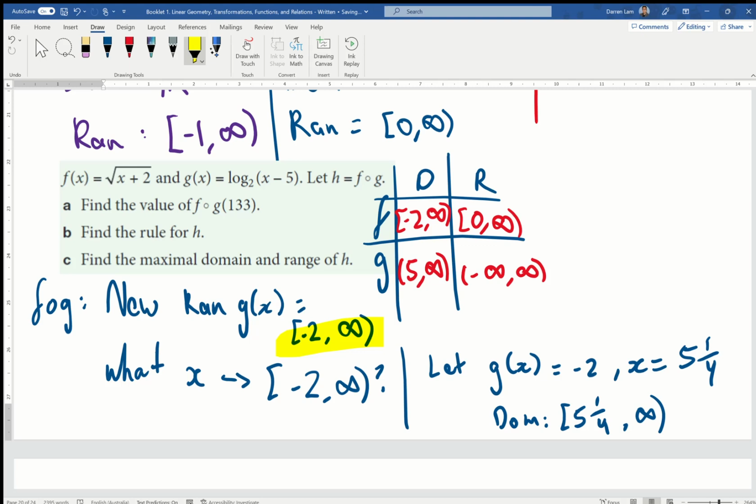This comes with practice. There is an example of this in the textbook. It just comes with practice. But the key part to remember is that the input of our outer function needs to align with the range of our inner function, because the range of our inner function is the output. Sorry, the range of the inner function is the input of our outer function.